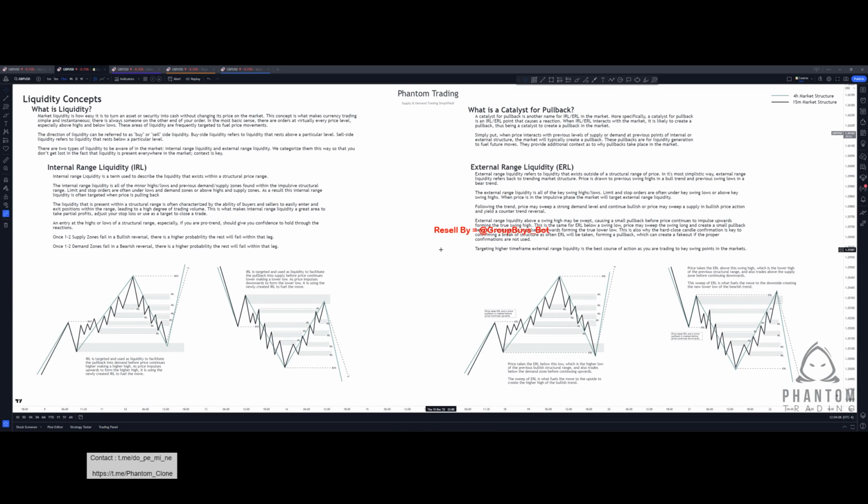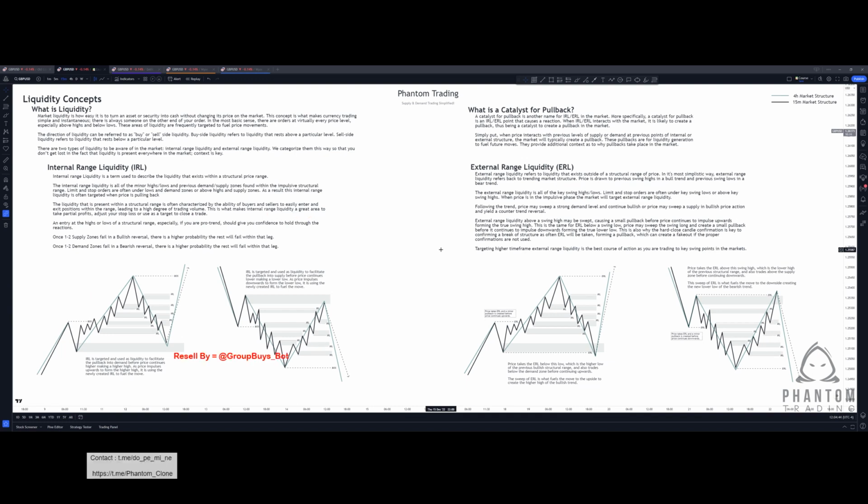There's always someone on the other end of your order. In the most basic sense, there are orders at virtually every price level you see on the chart, especially above highs and below lows. These areas of liquidity are frequently targeted to fuel price movements and ensure that orders can be exchanged without issue. The direction of liquidity can be referred to as buy or sell side liquidity. Buy side liquidity simply refers to liquidity that rests above a particular level, and sell side liquidity refers to liquidity that rests below a particular level.